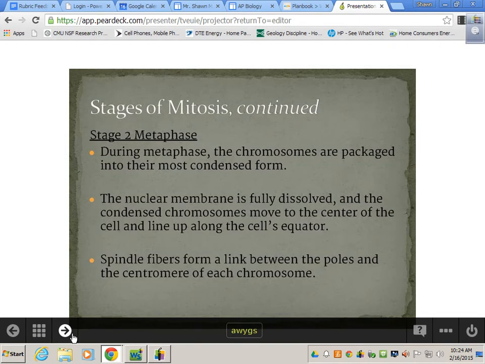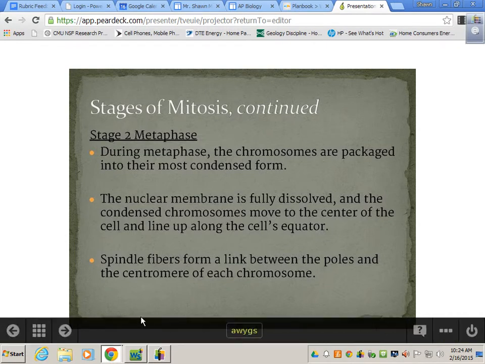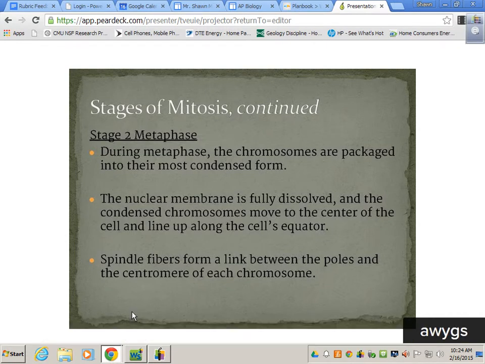Now, metaphase is that second phase that we talked about. M is for, everybody say middle. Middle, right? So during metaphase, the chromosomes are packaged into their most condensed form, and the nuclear membrane is going to be completely gone at this point, and those chromosomes will move to the center of the cell and line up at the cell's equator.